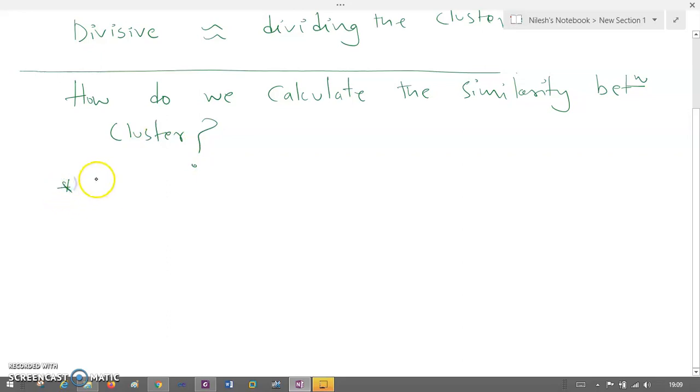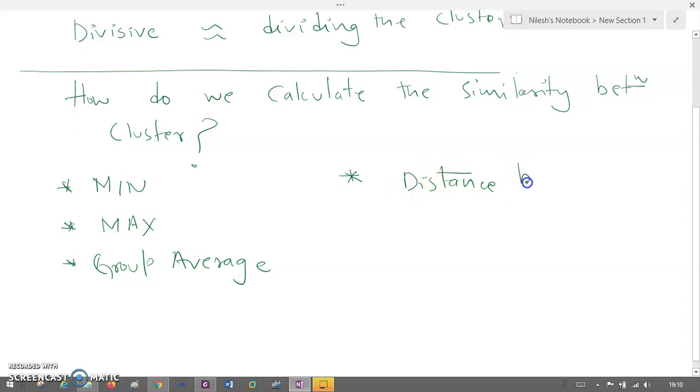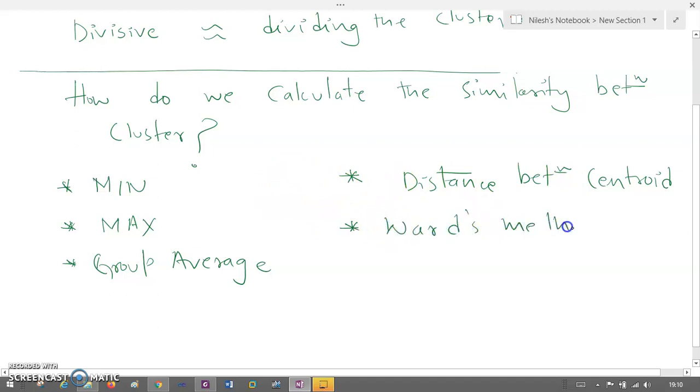So there are certain ways. The first thing you can do is use min, max, these are the distances. You can also use something called group average. You can use distance between centroids, and one more method is Ward's method. Okay, so these are the 5 techniques by which you can find the similarity between the two clusters. So let's understand one by one.